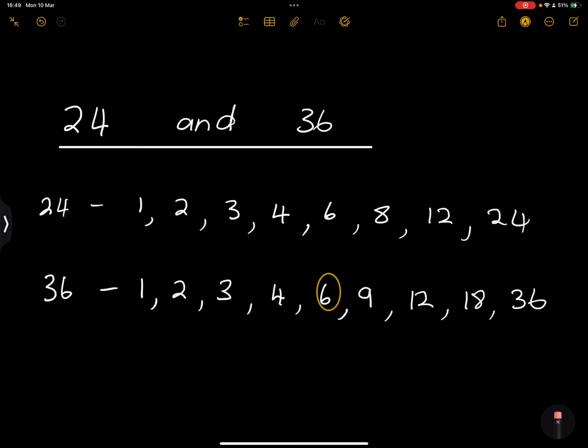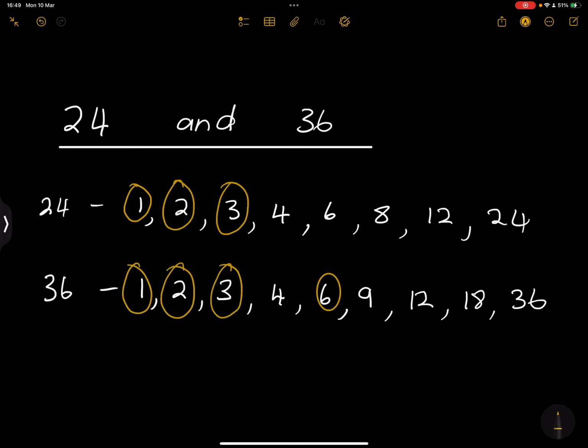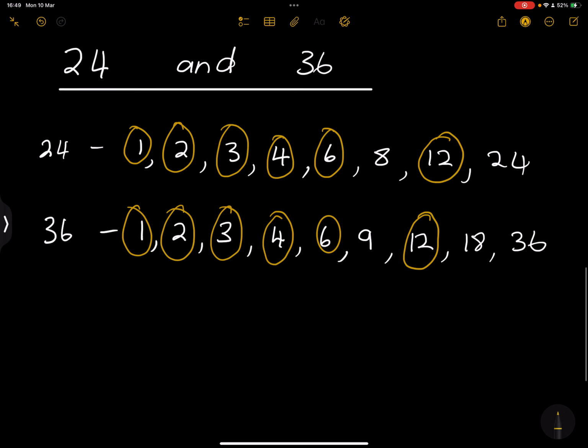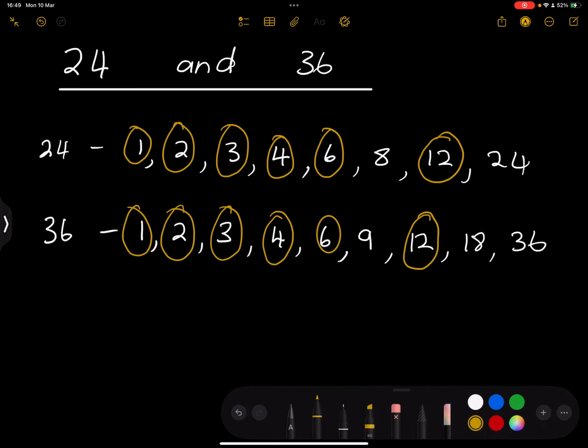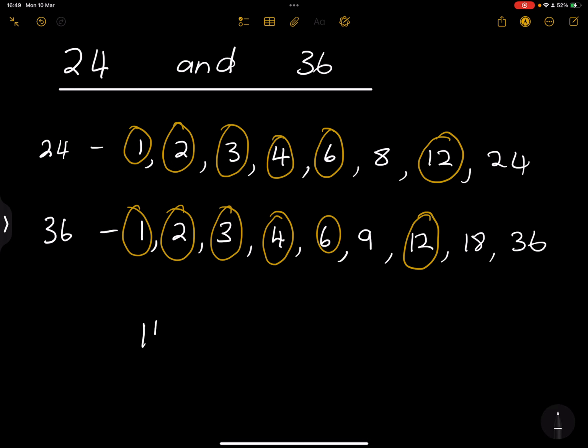Right, so what are the common factors? Well, we've got 1 and 1. Okay, we've got 2 and 2. We've got 3 and 3. We've got 4 and 4. We've got 6 and 6. All right. And in this case, we've got 12 and 12. And once again, which one is the highest between the two? Definitely 12. And in this case, we say the highest common factor between 24 and 36 is definitely going to be 12.